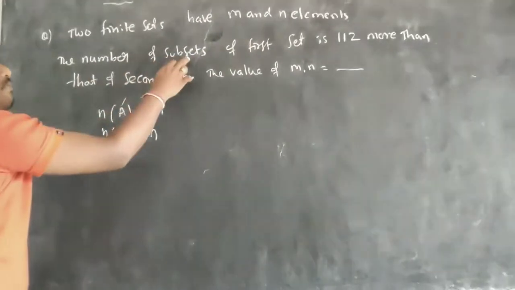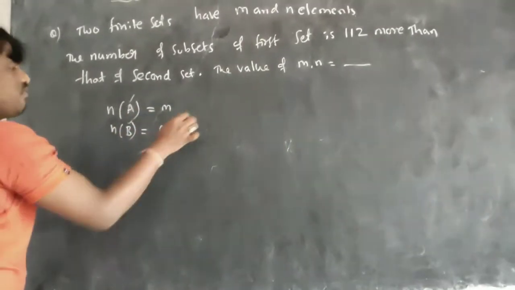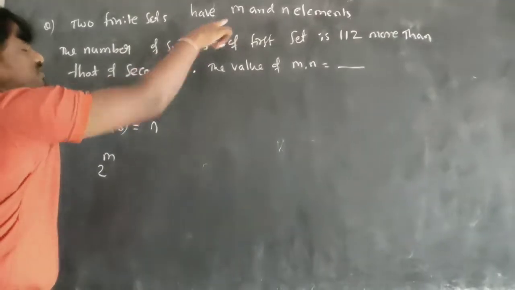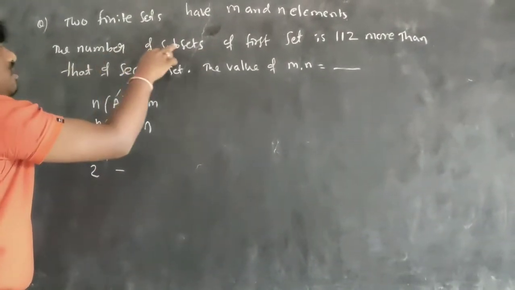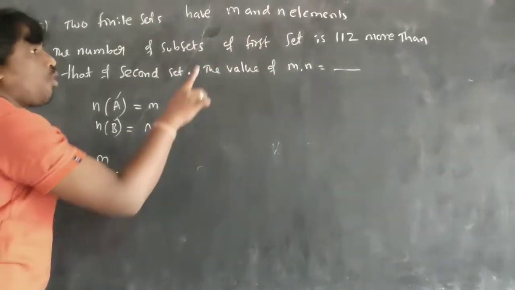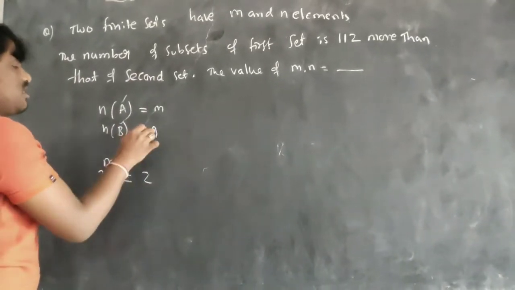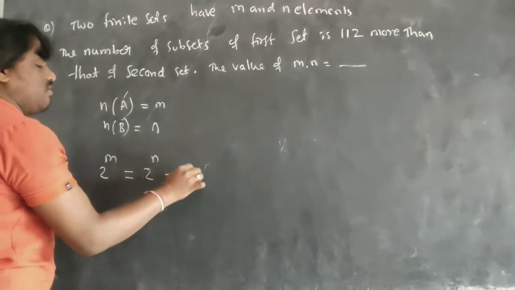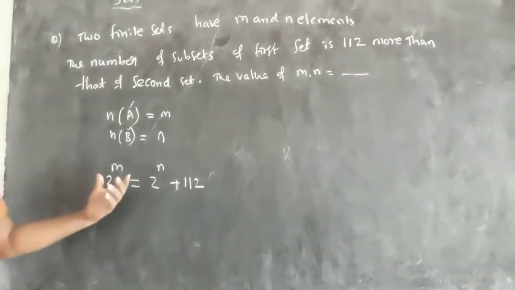The number of subsets of the first set, the formula is what? 2 power m. The number of subsets of the first set is 112 more than the second set. The number of subsets of the second set is 2 power n, and the first is 112 more than that. What is the value of m and n? This is the question they ask.